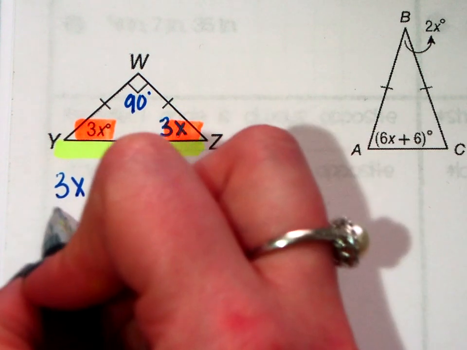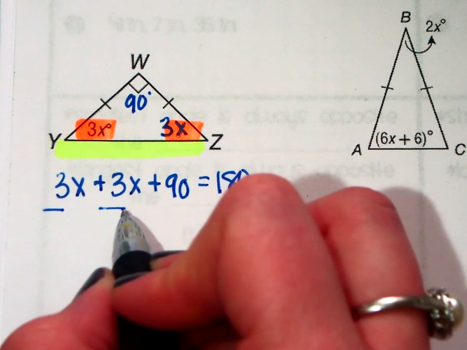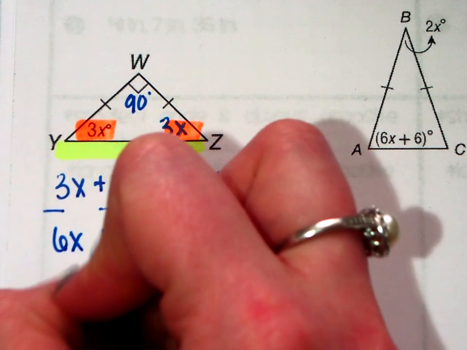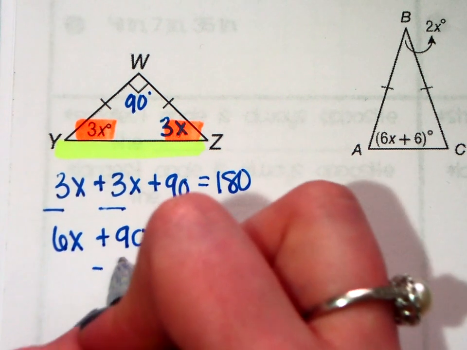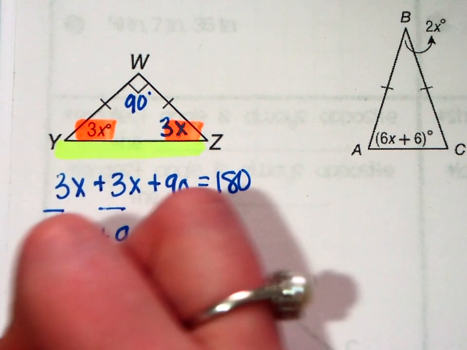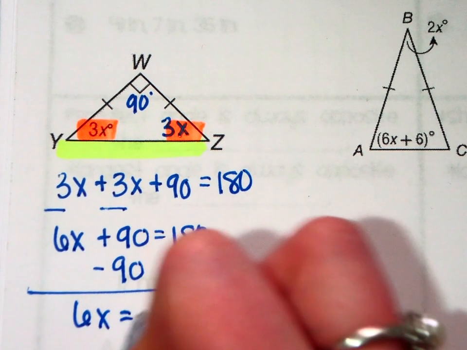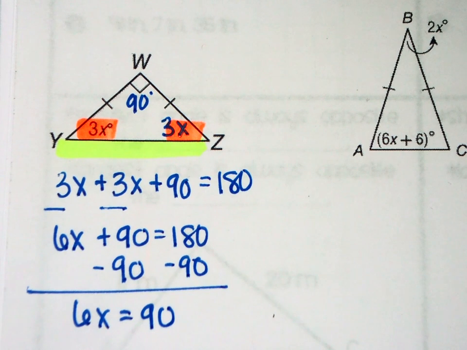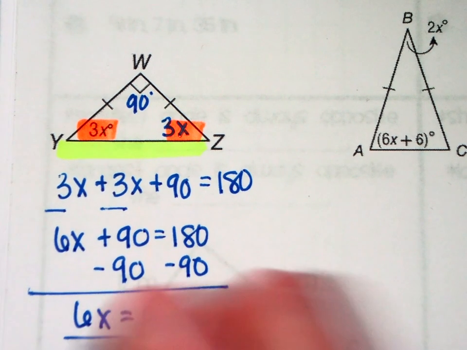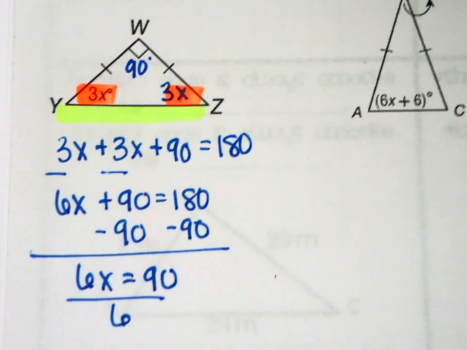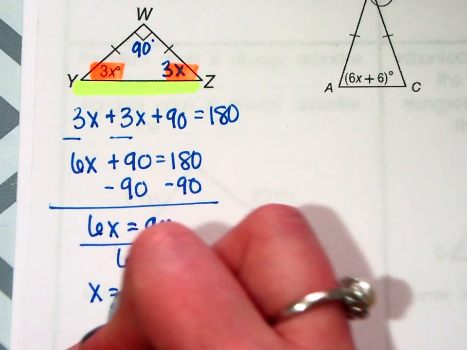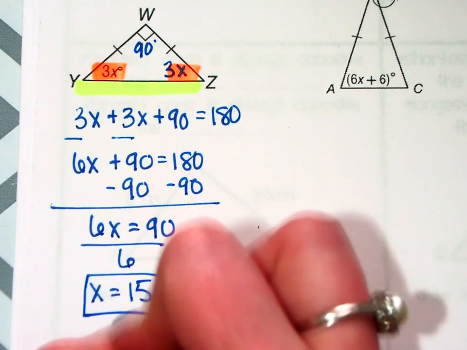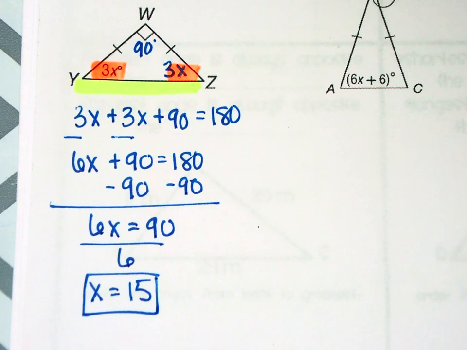I'm going to combine like terms. 3x plus 3x is 6x plus 90 equals 180. Move my 90 over through subtraction. I get 6x equals 90. Dividing both sides by 6, my x value is 15. Let's try the next one.